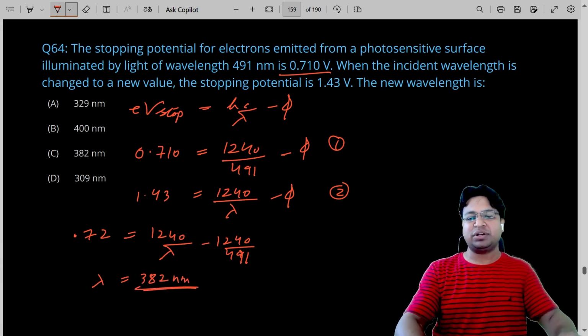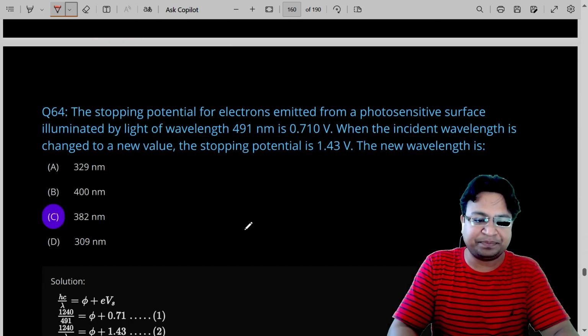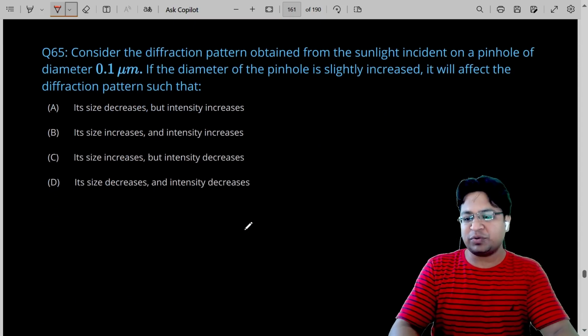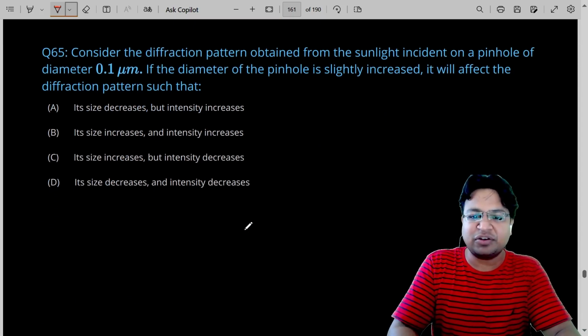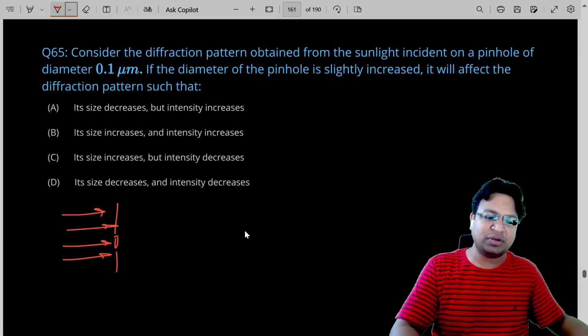I've skipped the calculation, guys. You can finish the calculation yourself and see. Option C is what you're going to get as the right answer. Okay. Next, we come to question number 65. It says, consider the diffraction pattern obtained from the sunlight incident on a pinhole of diameter. So there is a pinhole, let's say, and sunlight is coming through this pinhole.